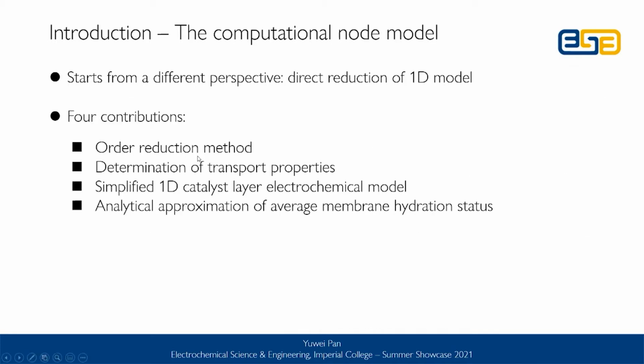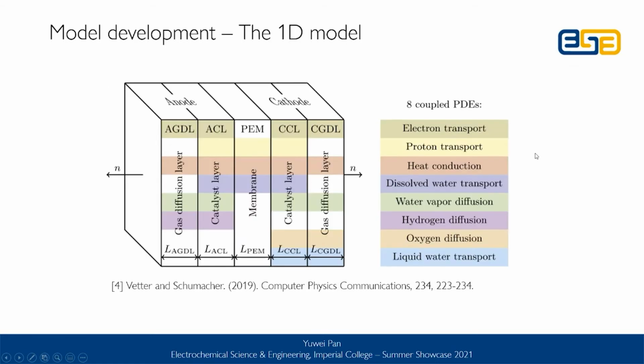To solve this problem, this study starts from a different perspective, the direct reduction of a 1D model. The major contributions are an order reduction method, the determination of transport properties, a simplified 1D catalyst layer electrochemical model, and the analytical approximation of average membrane hydration status. To describe the operation of a PEM fuel cell, this study adapted the partial differential equations of an open source one-dimensional steady-state model that is available in the literature.